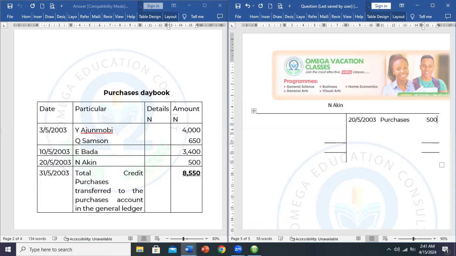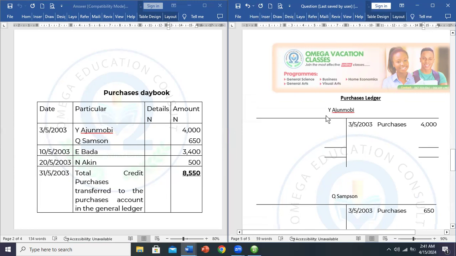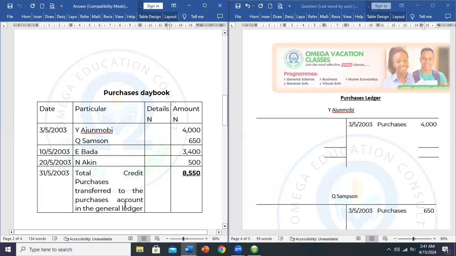Okay, so you also appreciate that in the purchases day book, you post the individual creditors' accounts into the purchases ledger. So you just have your title, purchases ledger, and you open the account for each creditor and you credit them. You have to draw some links. The person is a creditor, so you are going to credit him or her, right? When you are done, it's left with the total. So this total will go to the purchases account. In which ledger? The general ledger.